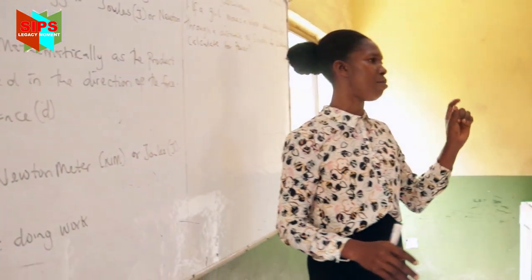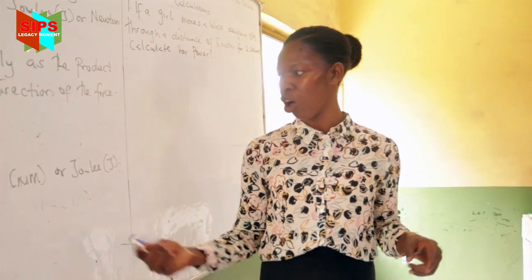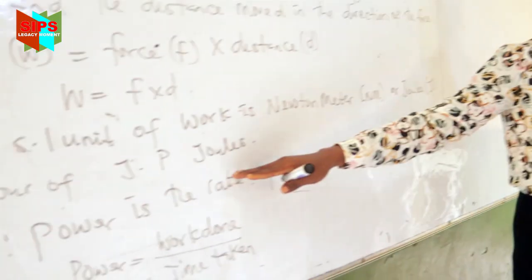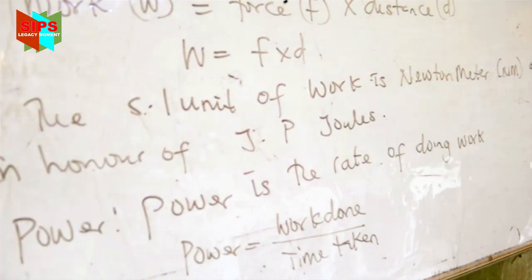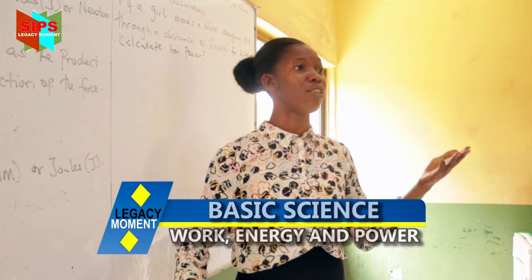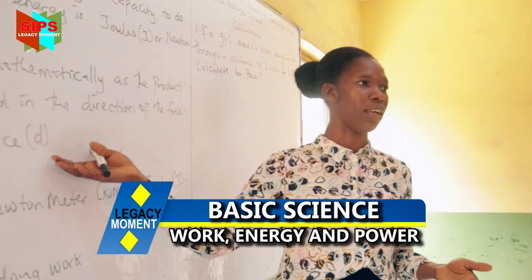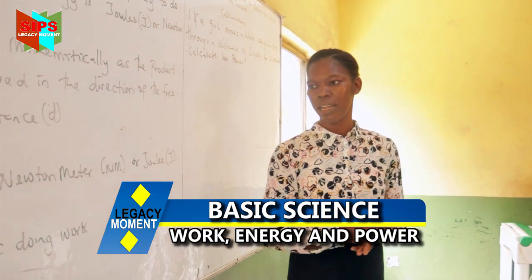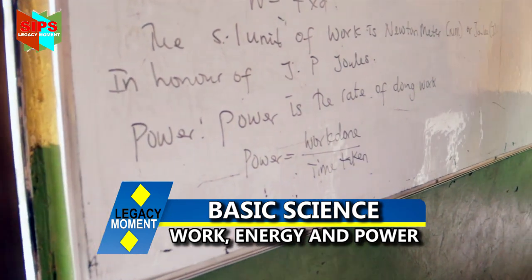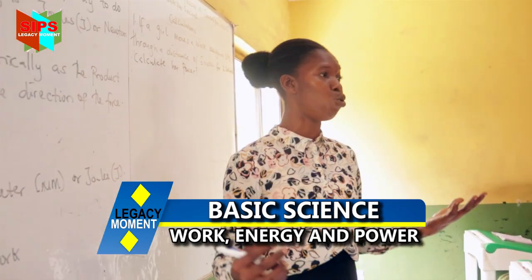Now, apart from Newton meter, another term is used called joules, and this is in honor of a scientist called James Prescott Joule. That's because he did much work in studying energy and work. Now, the last term we have here is power. Power is defined as the rate of doing work.